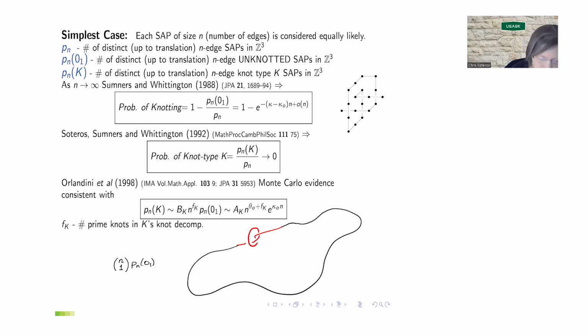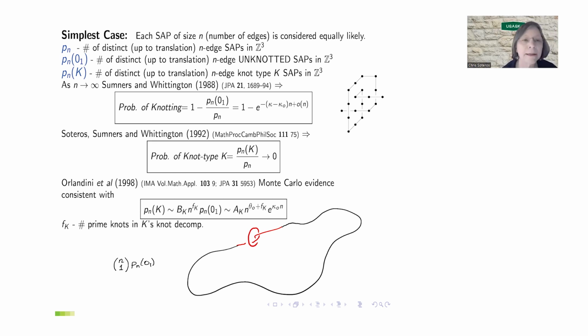So looking at this picture here, it's consistent with the idea that if you have a trefoil, on average, it's like you have an unknot which is decorated by a little trefoil piece. And why is this consistent with it?